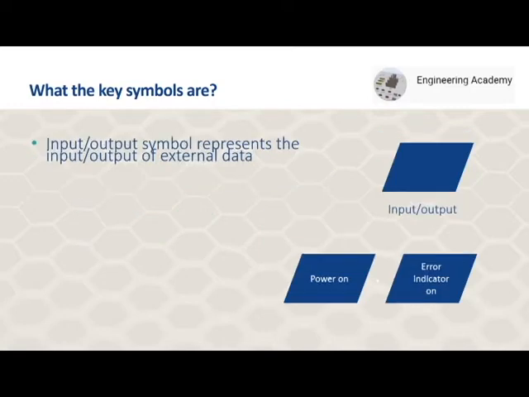When some information is coming in or some information is going out, we have an input-output for external data. So power is on, error indicator on. These symbols are quite easy to understand, but I find them a lot easier to understand when you've got an example. So we'll look at one of them in a minute.